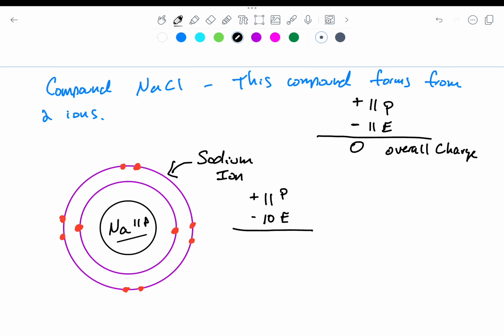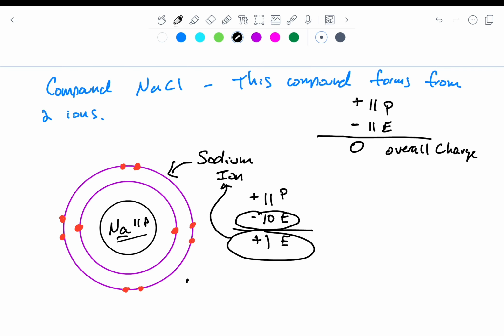And so if we were to add those up, we would have plus 11 and negative 10, which means that we have one extra proton now. That's why this is an ion. We have the same number of protons, so it's still sodium, but now we have a different number of electrons. We only have 10 electrons now. That's why this is sodium ion.